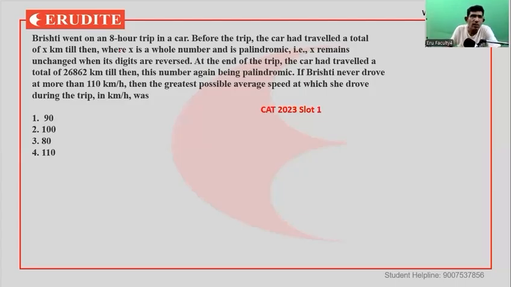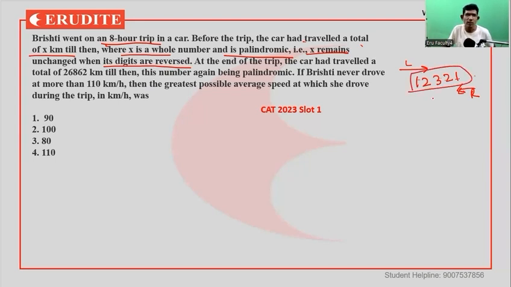So it says, Brishti went on an 8-hour trip in a car. Before the trip, the car had traveled a total of X kilometers, where X is a whole number and a palindromic number. Now, what is palindromic? Most of you already know it. It means X remains unchanged when the digits are reversed. For example, 1, 2, 3, 2, 1. From left to right it is 1, 2, 3, 2, 1, and from right to left it is also 1, 2, 3, 2, 1. So this is a palindromic number.